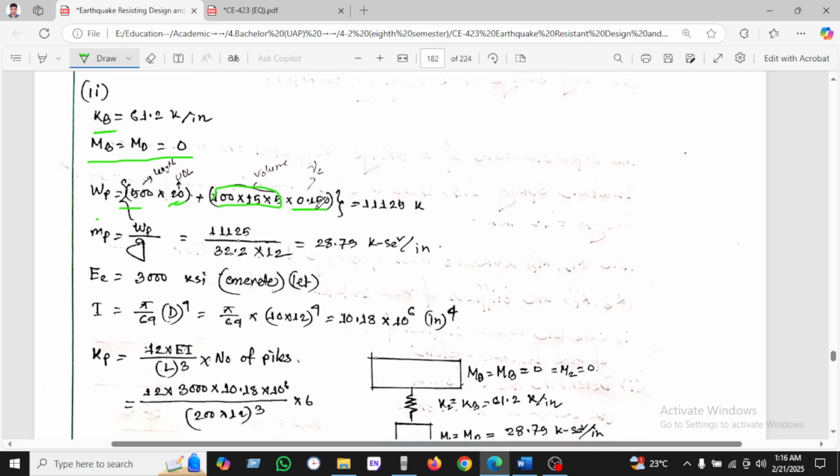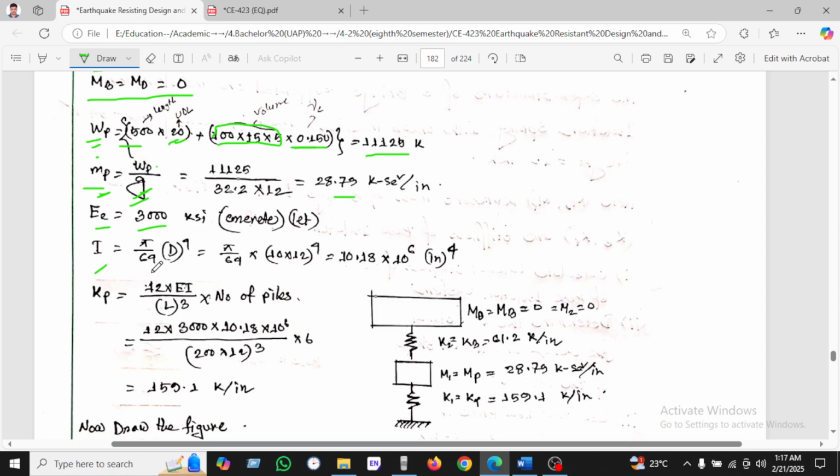And the unit weight of concrete is given as 1.5 and found 1112 by K. And M_P, which is the mass of the pier, we know. This is the weight of the pier, and the mass of the pier will be divided by g, which is the acceleration of gravity, and we found this value. And E_C, we know the concrete modulus of elasticity is given here, and I is pi d to the power 4 by 64, which is for the circular section, and we found this value.